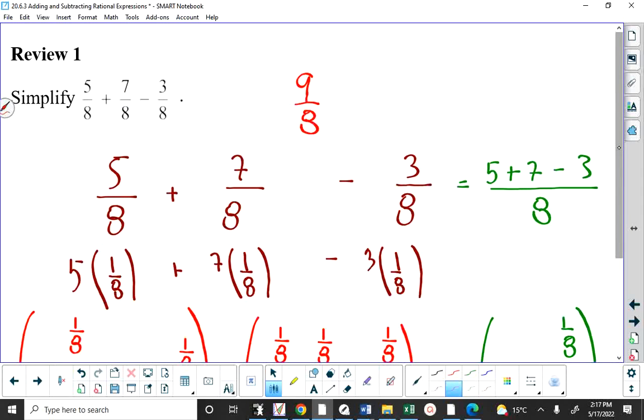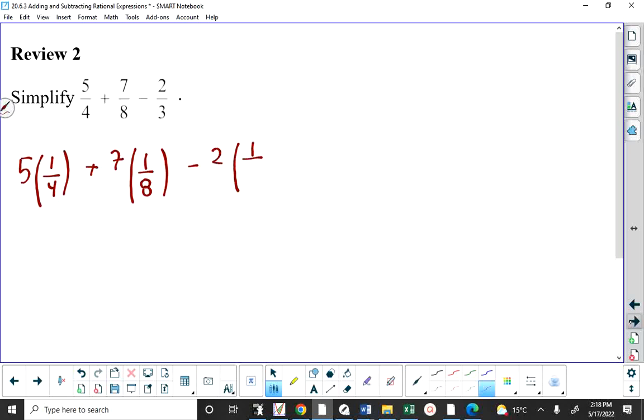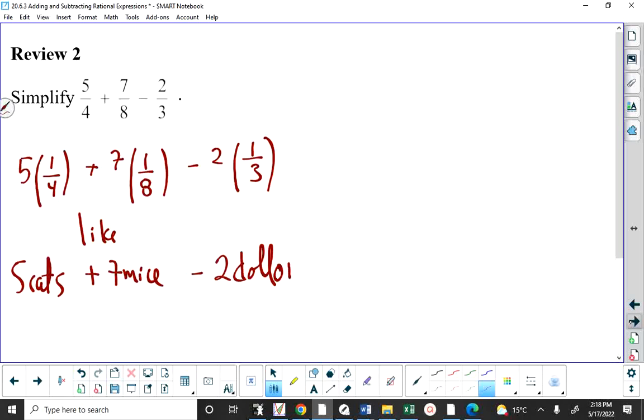So what happens then if I say to you for review 2, simplify 5 over 4 plus 7 over 8 minus 2 over 3? Well, the answer is we can't add them. And you don't have to write this down. In fact, I kind of hope that you don't. You can't add these because you're taking quarters and adding eighths and taking away thirds. It's like me saying simplify that. Well, you can't simplify. You got 5 cats, you have 7 mice, which is maybe asking for trouble, but you have 5 cats and 7 mice and $2. There's nothing you can do with that mathematically.